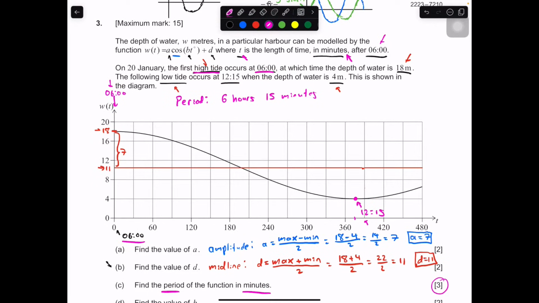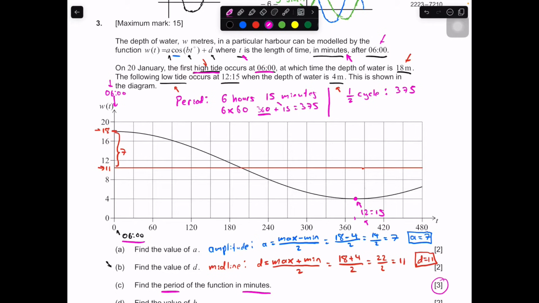So 6 hours, we know there's 60 minutes in an hour, so this is going to be 6 times 60, which is 360 minutes. I'm going to write that out: 360. And then we also have this 15 minutes right here. So what do we know? We know we go through a half cycle in 360 plus 15, which is going to equal 375. So we go through a half cycle in 375 minutes.